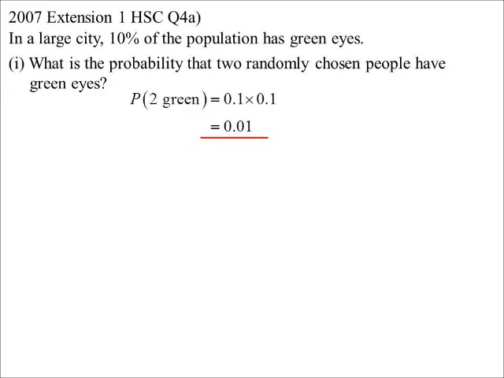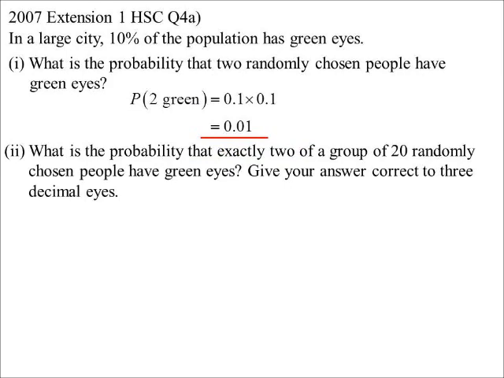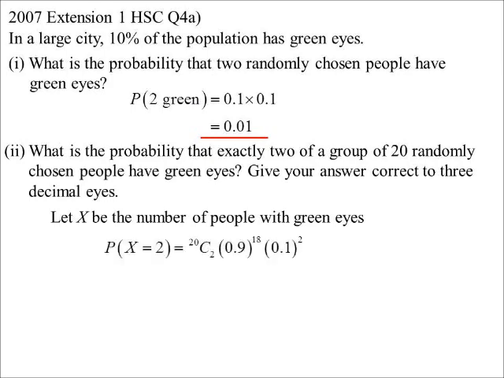What's the probability that exactly 2 of a group of 20 randomly chosen people have green eyes? So this time I'm going to say, well, X is the number of people with green eyes. Probability that X equals 2, 20C2. Probability of it happening to the power of 2. Probability of it not happening to the power of 18. So we have 0.285.